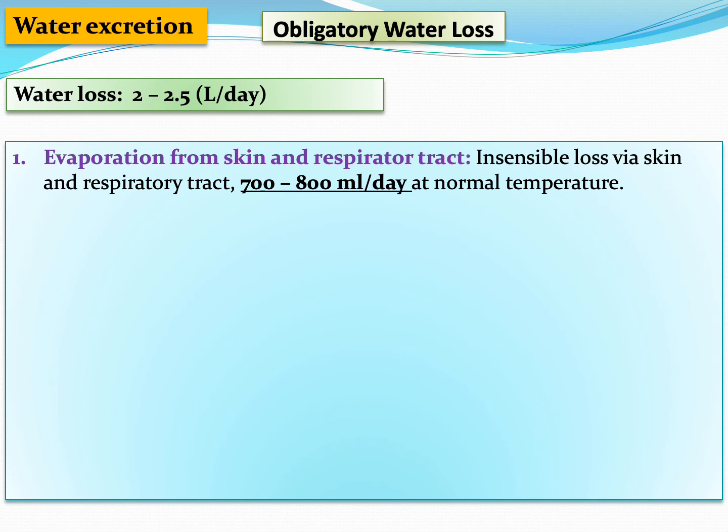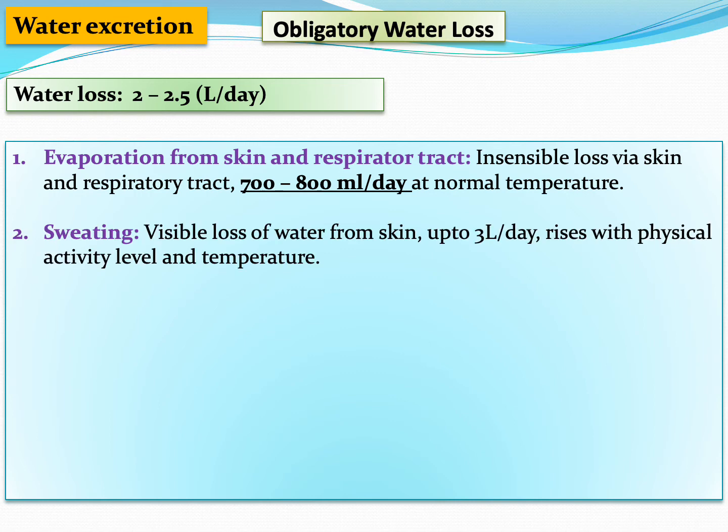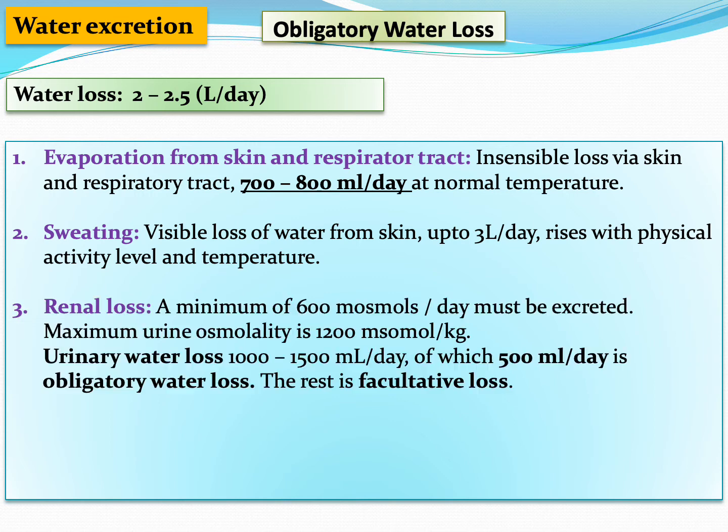Obligatory water loss. Water is excreted via the following routes. Number 1, evaporation from skin and respiratory tract. This is insensible loss via skin and respiratory tract, 700 to 800 ml per day at normal temperatures. Number 2, sweating. This is the visible loss of water from skin, up to 3 liters per day, and rises with physical activity level and temperature.